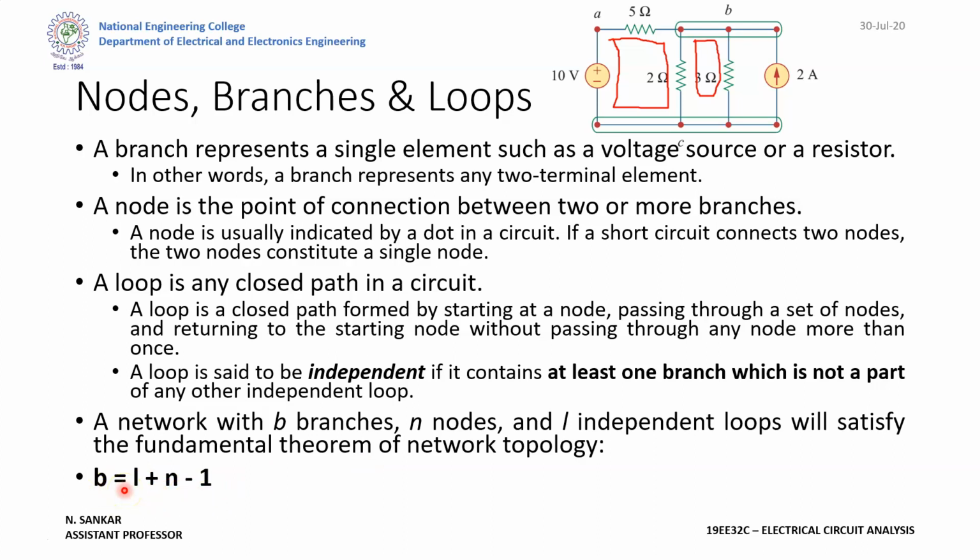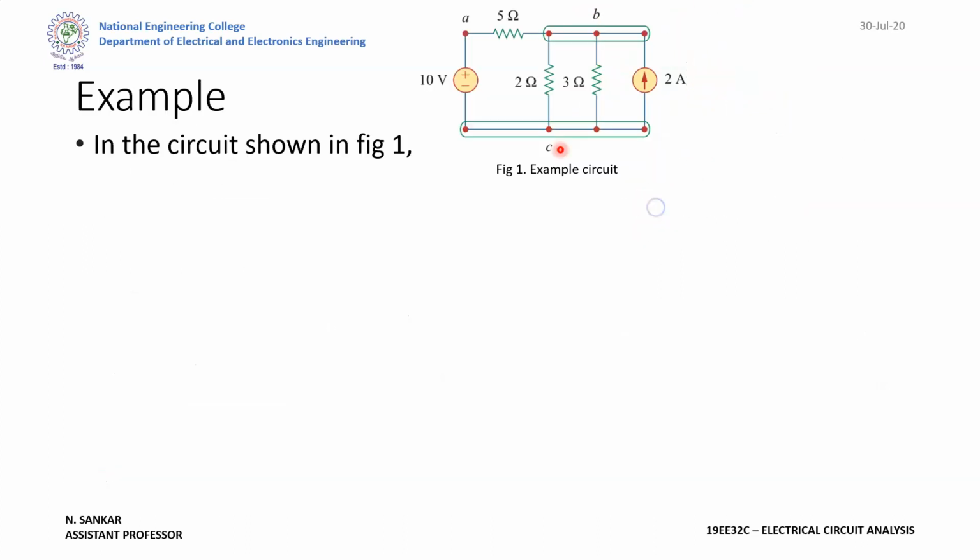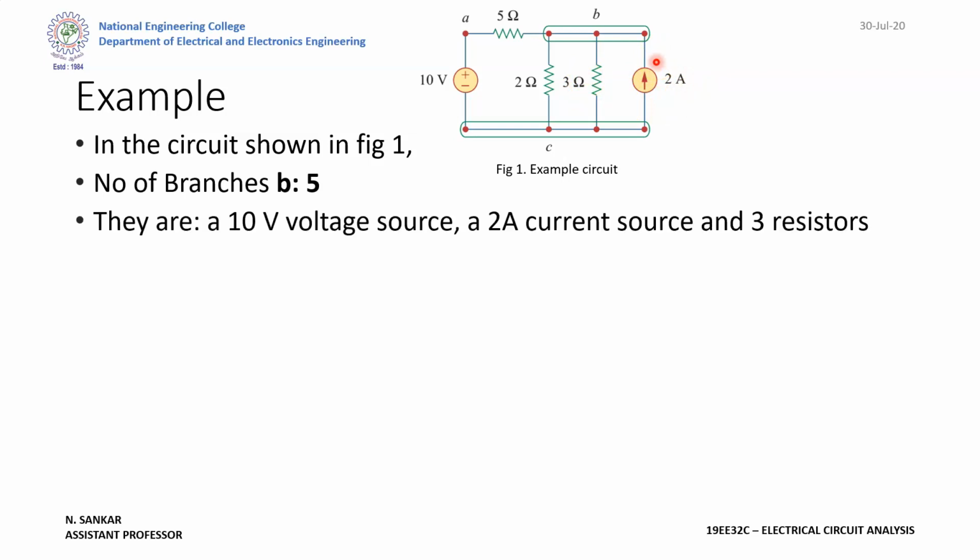Branch is equal to the sum of your independent loops and nodes minus 1. Okay, so we will see this circuit in detail in the next slide. Take this as an example. Here we have a total of 5 branches, that is 10 volt, 5 ohm, 2 ohm, 3 ohm and then 2 ampere. So totally we have 5 branches.